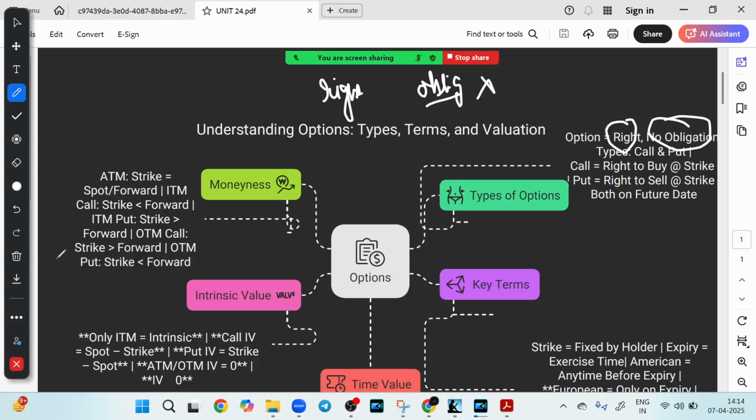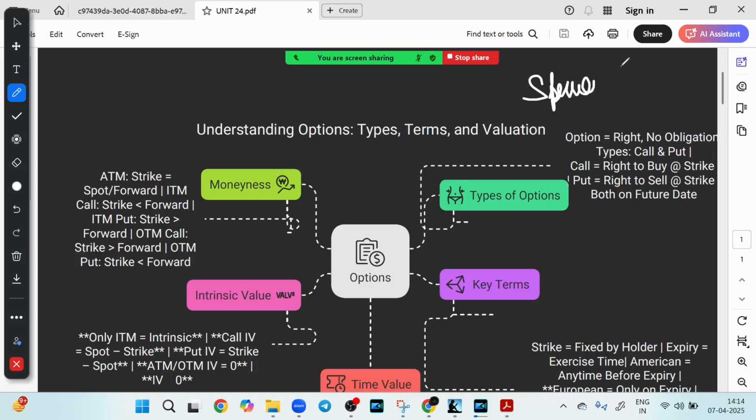There are two types of options. One is called call option, which means the right to buy. Another is called put option, the right to sell. Both call option and put option apply to a future date, making option a powerful tool for both speculation and hedging. So whether you speculate or whether you hedge, for both of them option is a great tool.